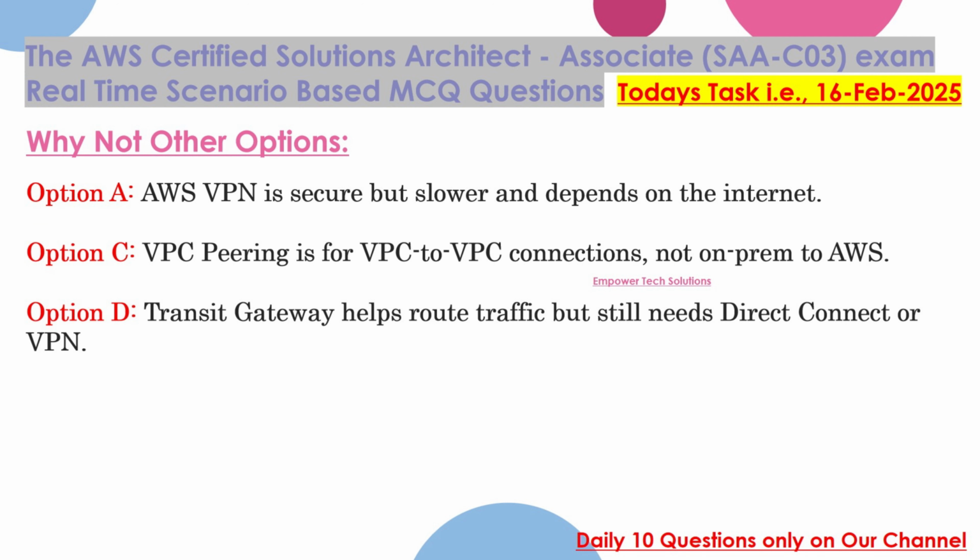Why not other options? Option A. AWS VPN is secure but slower and depends on the internet. Option C. VPC peering is for VPC to VPC connections, not on-prem to AWS. Option D. Transit Gateway helps route traffic but still needs Direct Connect or VPN.